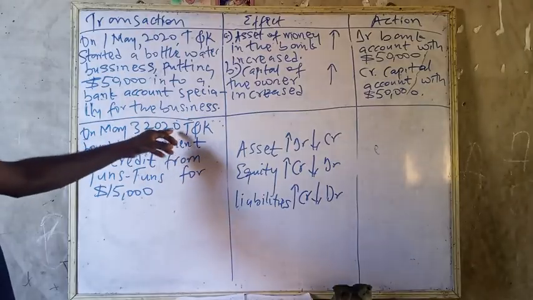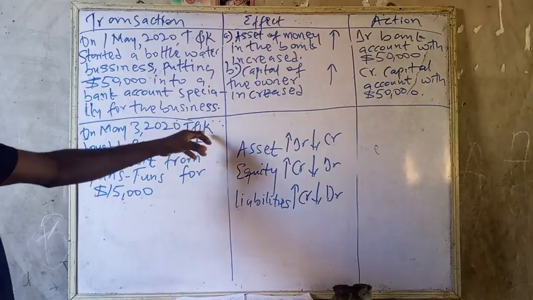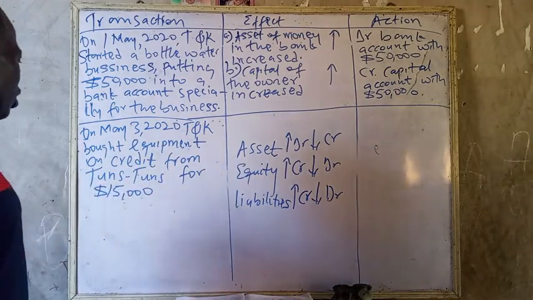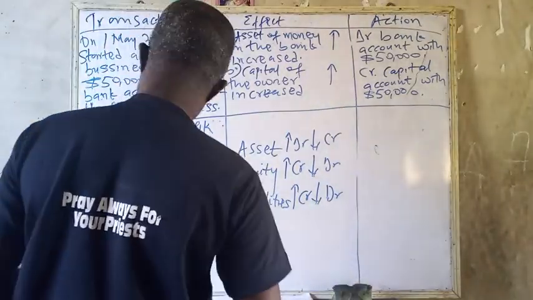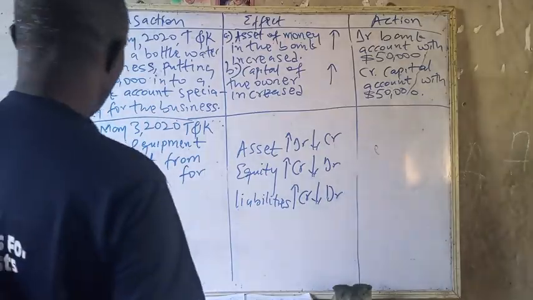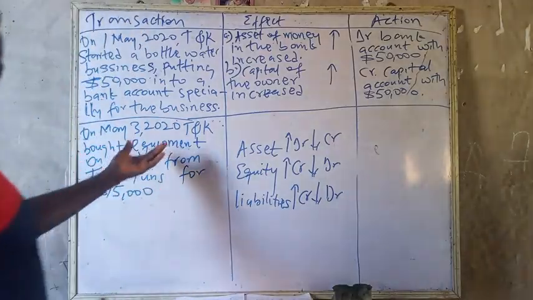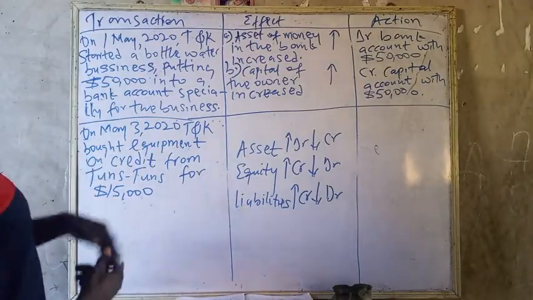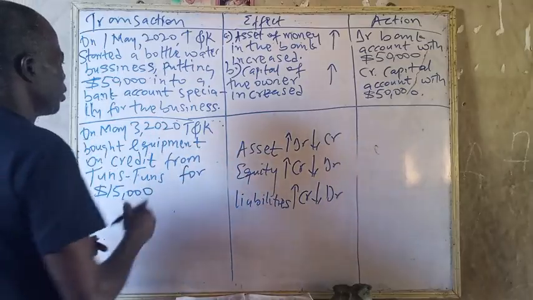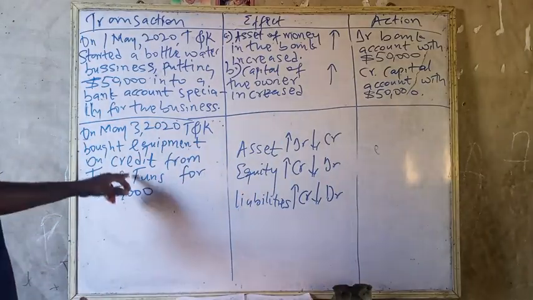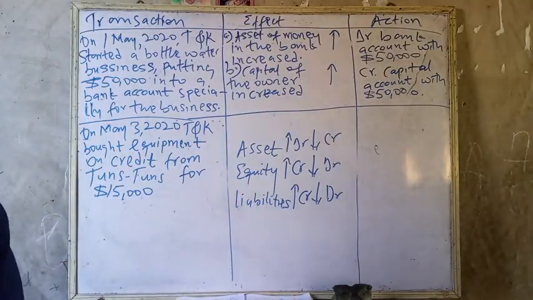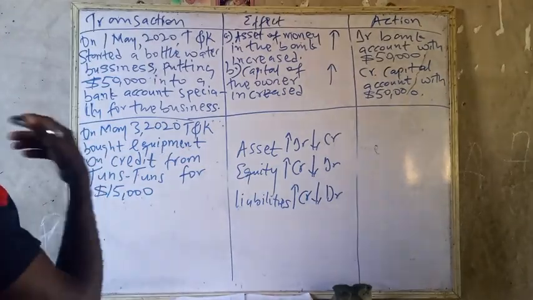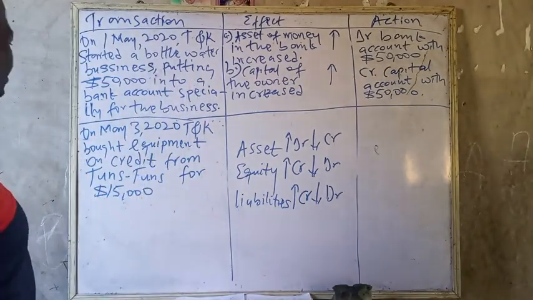On May 1st, 2020, T&K bought equipment on credit from Tunes for $15,000. So, bought equipment. Equipment is an asset. And when T&K, the owner of the business, bought it, he bought it on credit. Like we say, transactions are when you buy on credit or on cash basis.